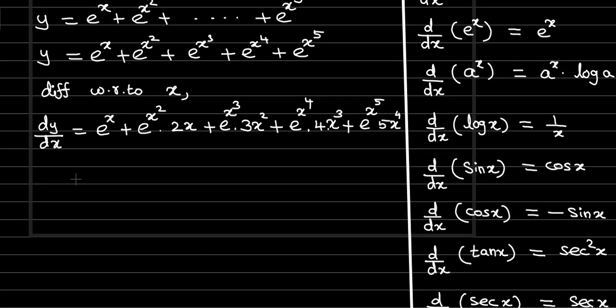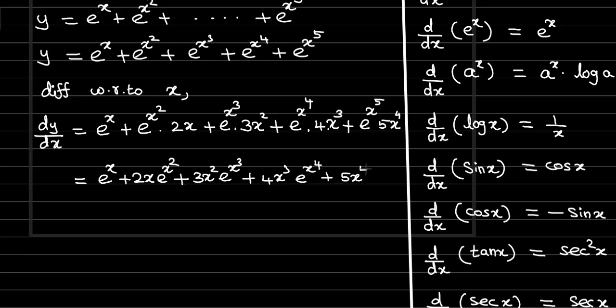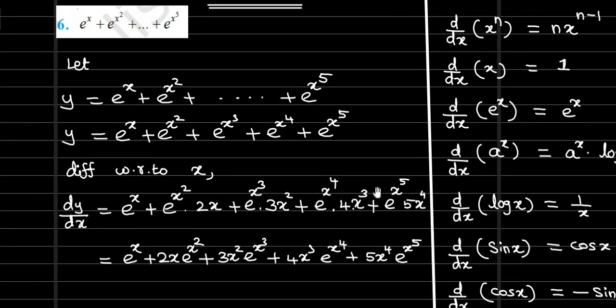Now let's rewrite it. E power x, the algebraic function, let me write it first, then e power x square. Next 3x square into e power x cube. Next plus 4x cube into e power x power 4 plus 5x power 4 into e power x power 5. Okay, so that's all, the solution of this sum.